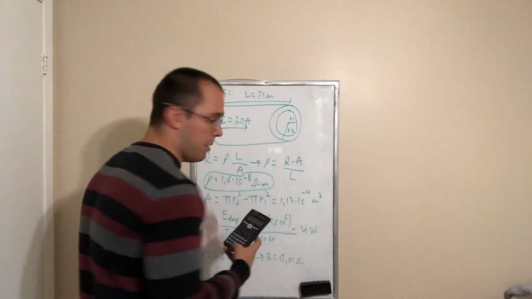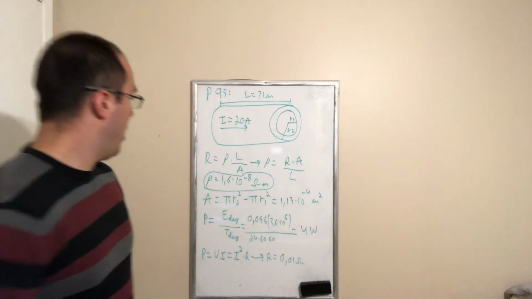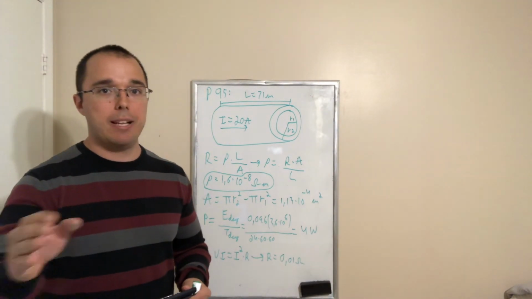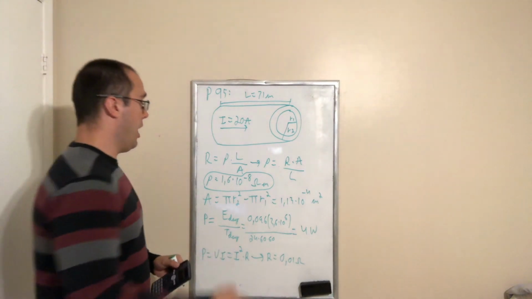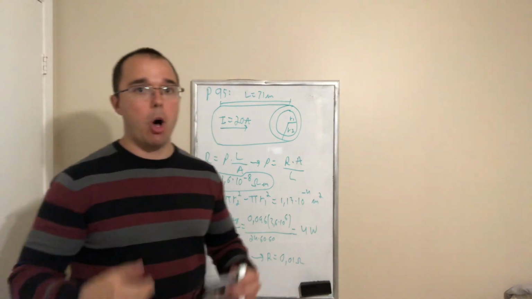Let's have a look at our table. So basically the closest one will be silver. It's 1.59 multiplied by 10 to the power minus 8. So according to this, the hollow cylinder is made up of silver.